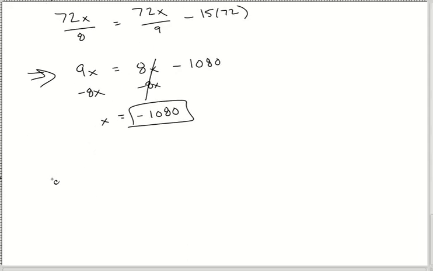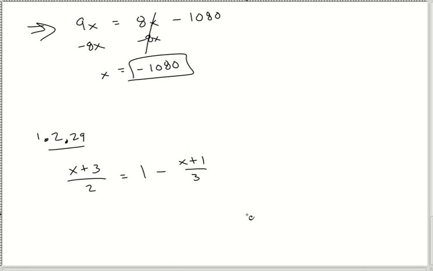Stuff should cancel. Problem 29. I got (x plus 3) divided by 2 is equal to 1 minus (x plus 1) over 3. And I'm looking at my denominators here, and I'm thinking, well, what would be the biggest number that would cancel at least something from every fraction? And it's 6.